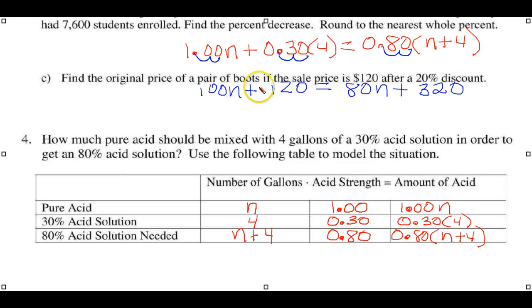Now we're going to transpose this and get 20N here. We're going to transpose this and get 200 there, subtracting this from both sides. Then we divide both sides by 20, and we get N is 10. So we will need 10 gallons of pure acid mixed with 4 gallons of 30% acid to give us an 80% solution. And we'll have altogether 14.